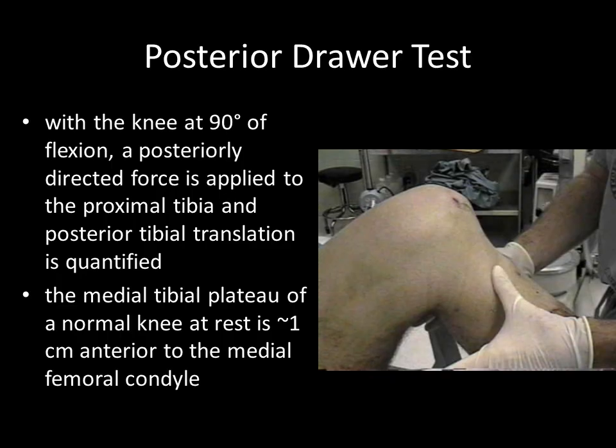Posterior drawer test. It is the most accurate maneuver for diagnosing PCL injury. It is done with the knee at 90 degrees of flexion. A posteriorly directed force is applied to the proximal tibia and posterior tibial translation is quantified. The medial tibial plateau of a normal knee at rest is approximately 1 cm anterior to the medial femoral condyle.